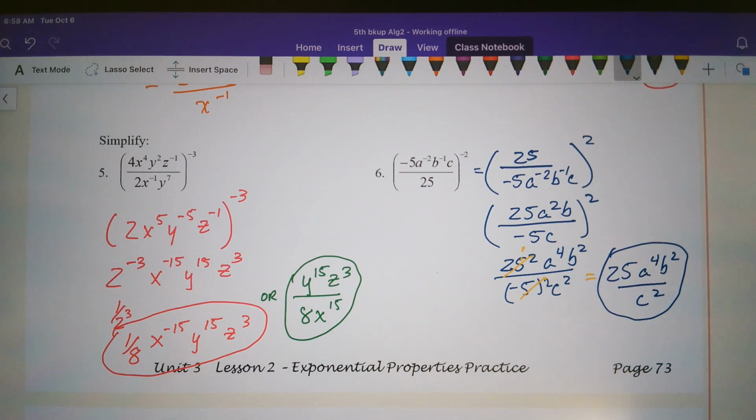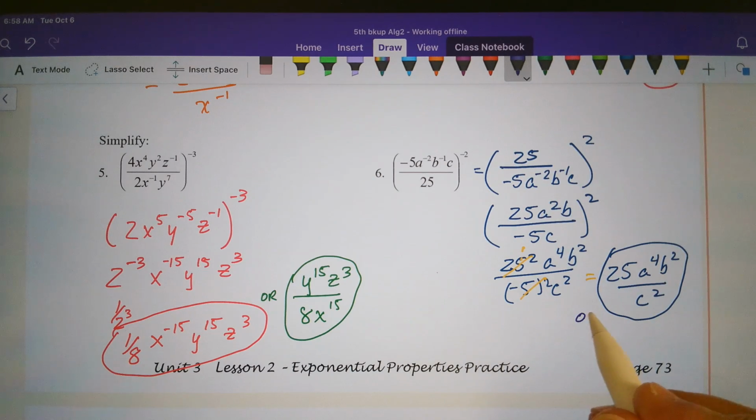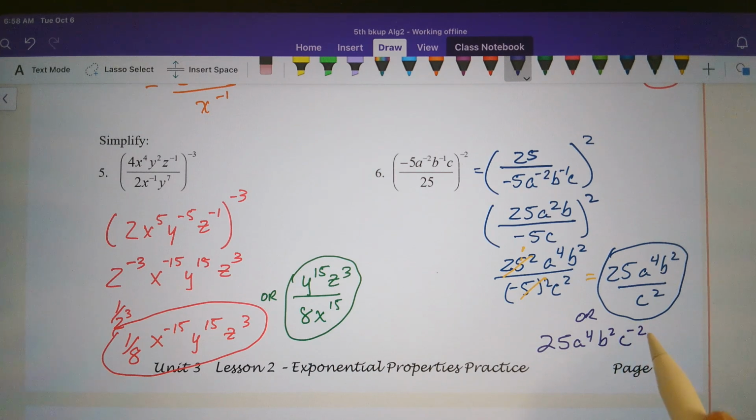Or if we want it so that there's no denominator, we would simply move this up into the numerator, giving it a negative 2 for an exponent. So, or 25 a to the 4th b squared c to the negative 2.